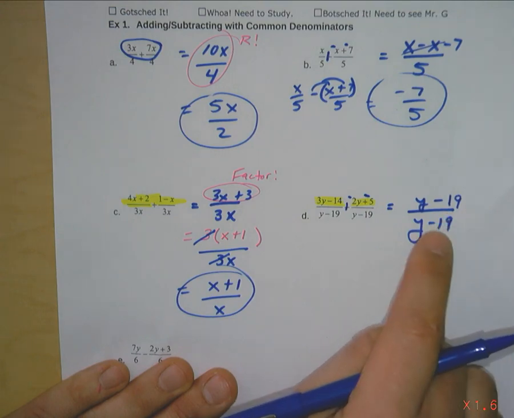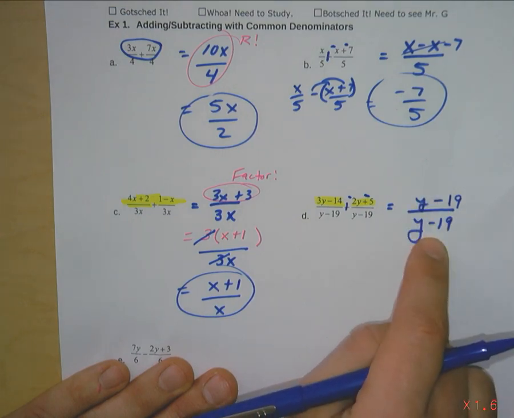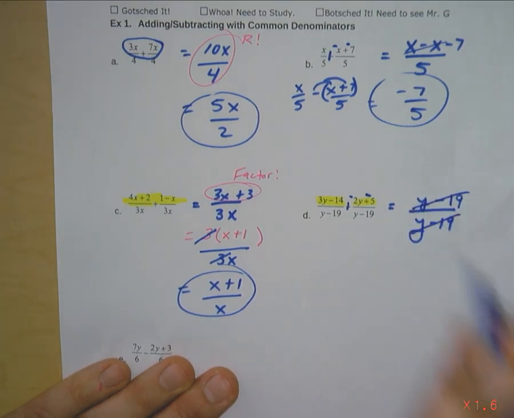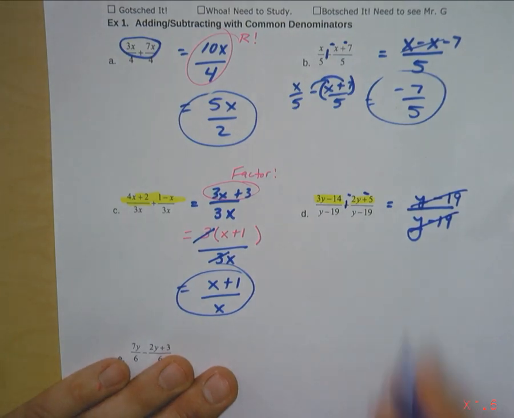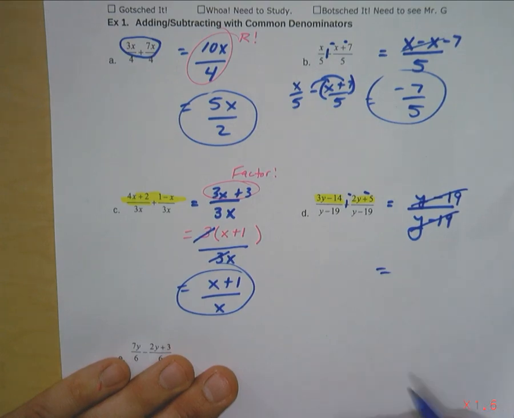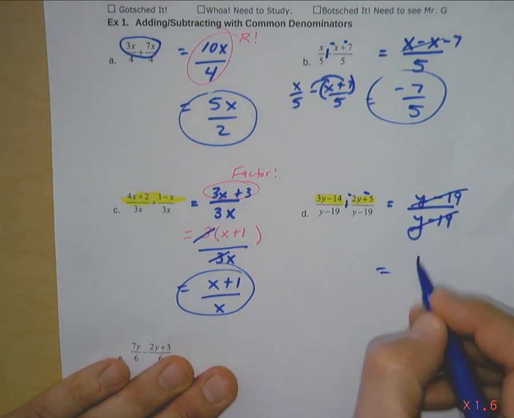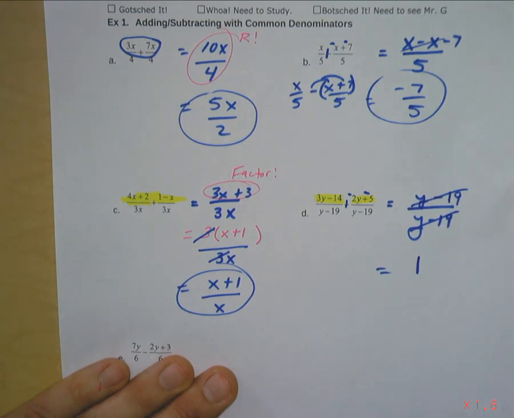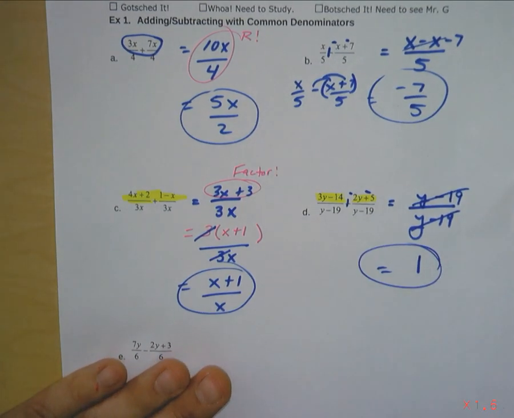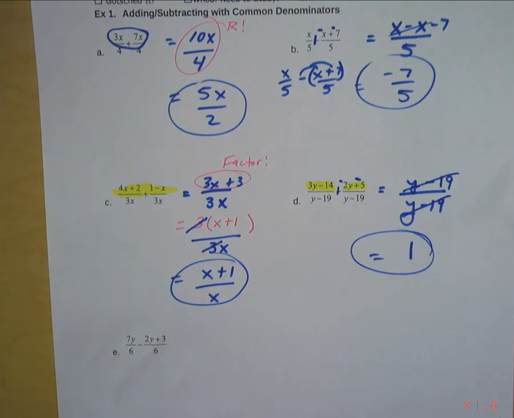Now, binomial, we can karate chop these things. They're exactly the same. And again, if I reduce, 2 divided by 2 is 1, 5 divided by 5 is 1, y minus 19 divided by y minus 19 is 1. Final answer. In that case, they completely reduced.